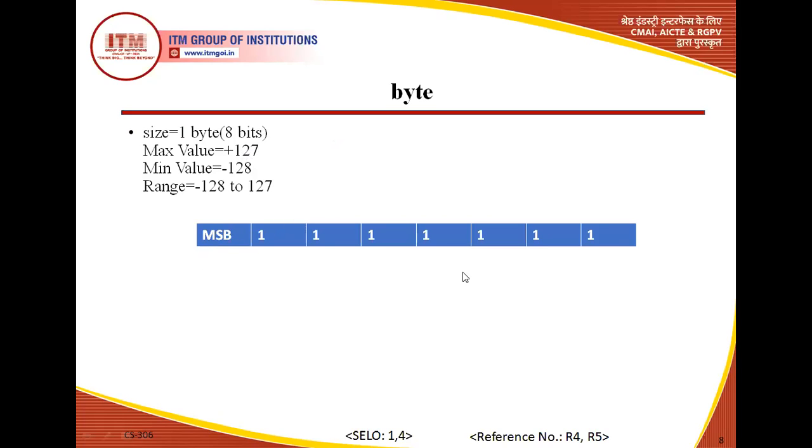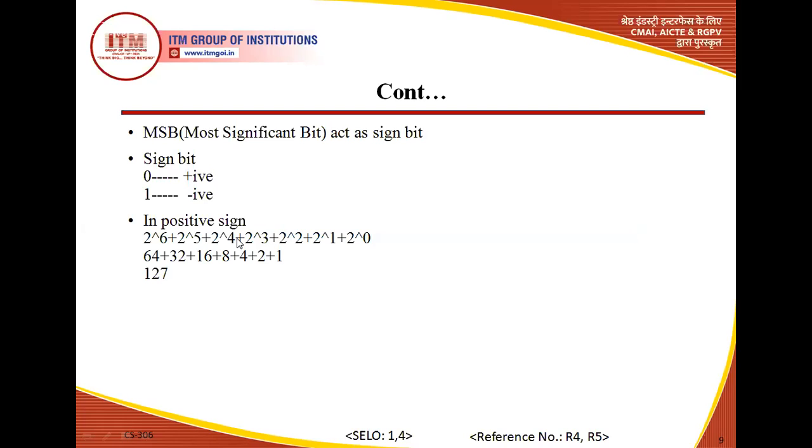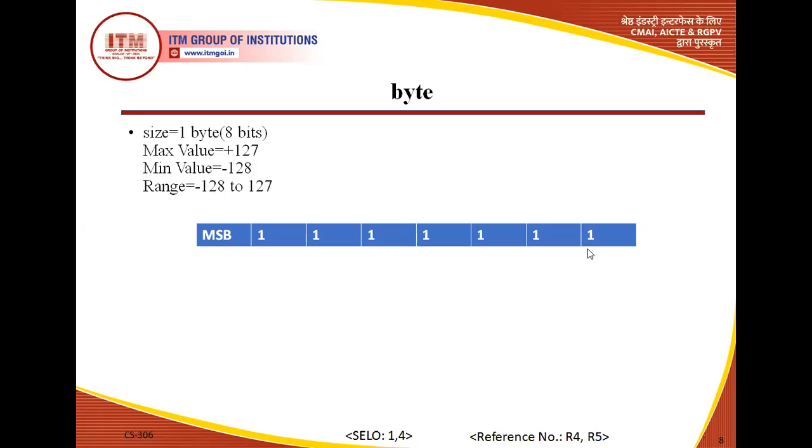How do we get the 127? Because we say that this is 8 bits, 1 2 3 4 5 6 7, and this last one is for the sign. If it is 0, then it is positive. If it is 1, then it is negative. Then let's begin: this is 2 to the power 0, 2 to the power 1, 2, 3, 4, 5, 6. Add all these things and we got what? 127. That's why the range is from -128 to 127.